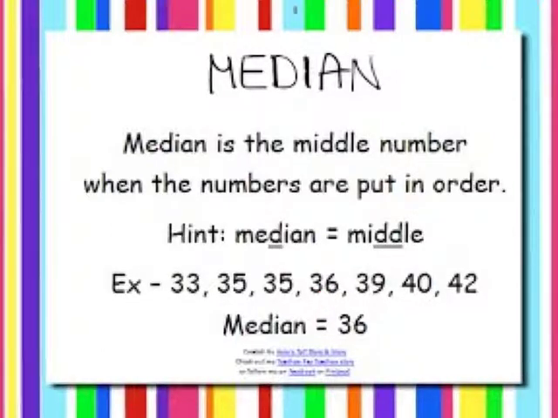Now sometimes if we had another number here, say 43, then we would have an even number. If you have an even number, you don't have an exact middle that you can look at. So what you have to do is take the 2 that are in the middle, add them together, and divide by 2, kind of like finding an average, and that would give you your median or middle number. All right, next frame.